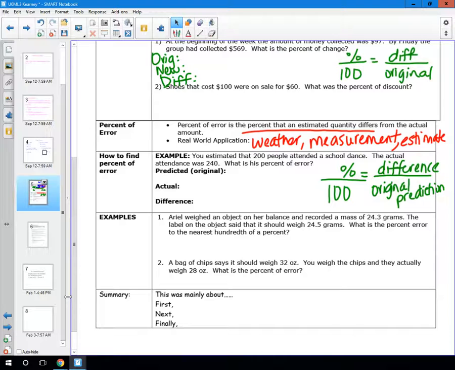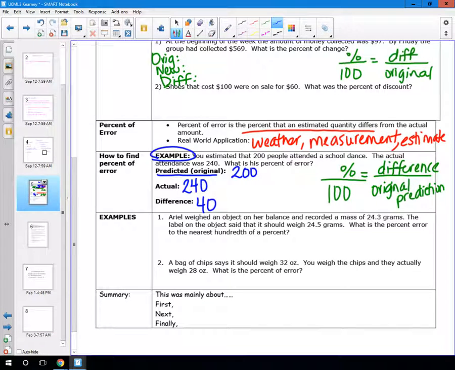So for example, I'm reading this example right here: you estimated 200 people attended a school dance. The actual attendance was 240, so more people came. What is the percent of error? So what did you originally predict? We're still going to put that predicted original just like we did above. That means we had 200 people. Well, how many actually showed up? So that's kind of like my new amount that we talked about earlier. So 240. And then that means that the difference is 40. That means we were 40 off.